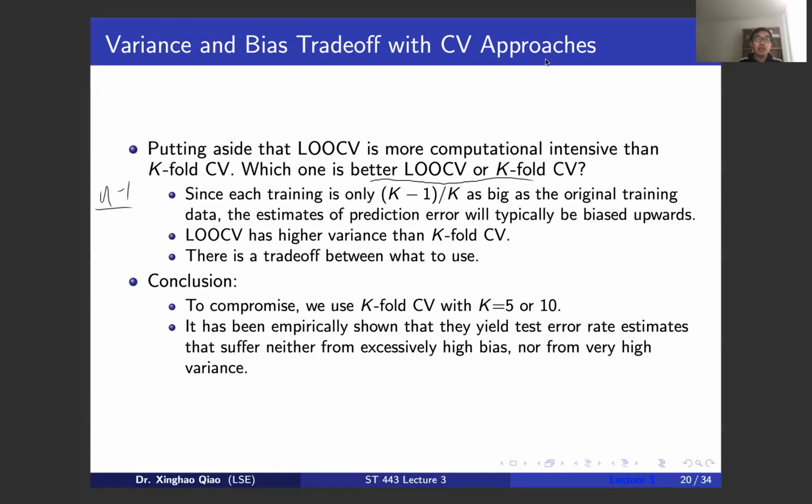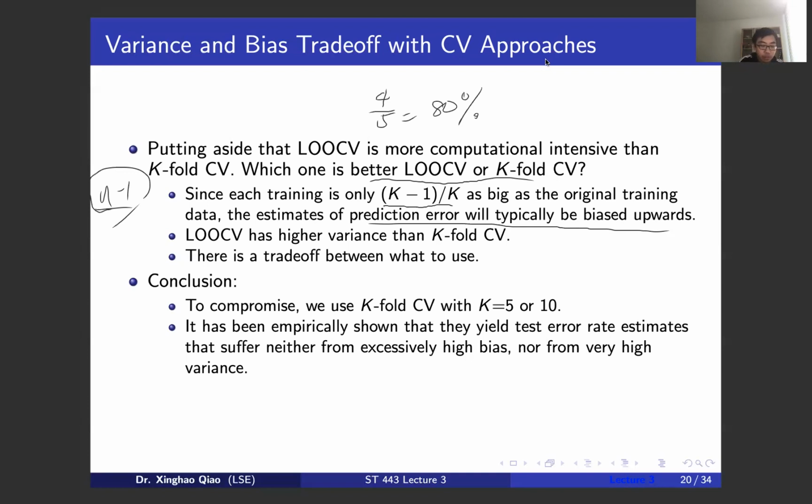However, if you consider K-fold cross-validation, you only use (K-1)/K of the original training data set. So for example, if K is 5, then you only use 4/5, which is 80% of the data, as the training observations. That will make the prediction error biased upward, because you do not use all the information from the data, compared with LOOCV, where you almost use all the information from the data. So how about the variance?